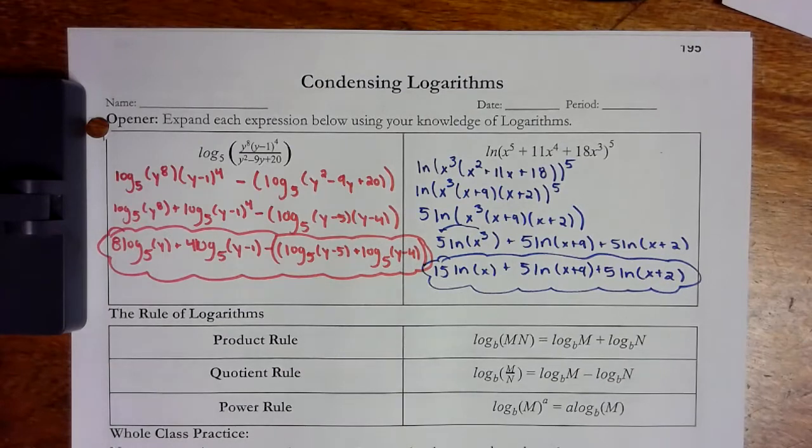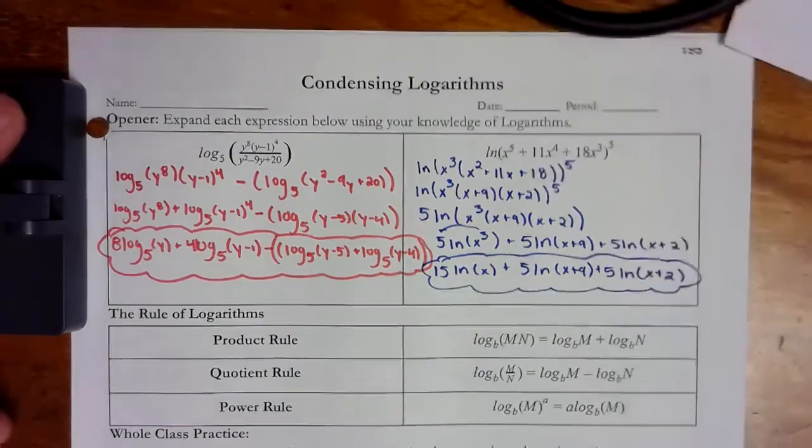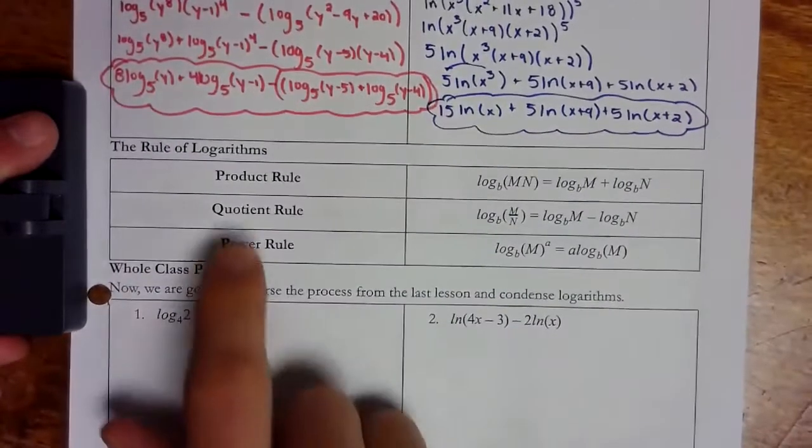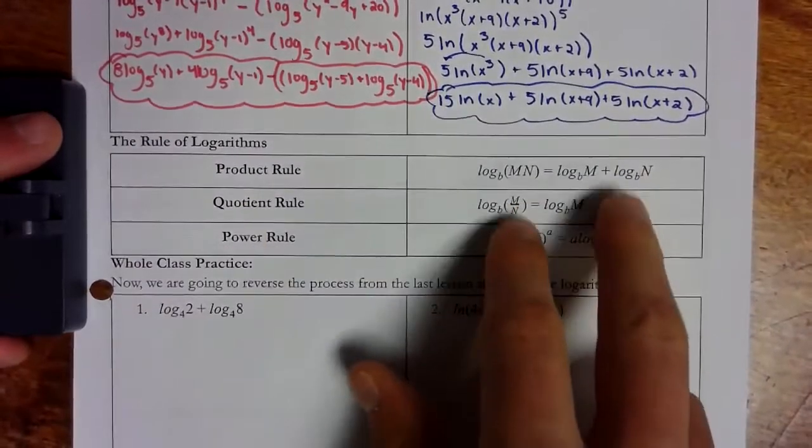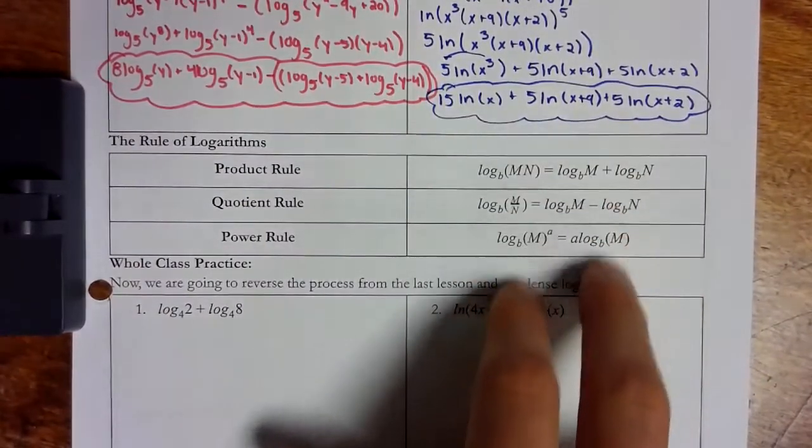All right, well, today's lesson actually is going to be really quick. This video will be really quick because we're doing the same thing as last time, but now we're just going in the reverse order. So just a reminder, here are all our rules. Again, the names don't matter. You want to pay attention more to what those rules look like.